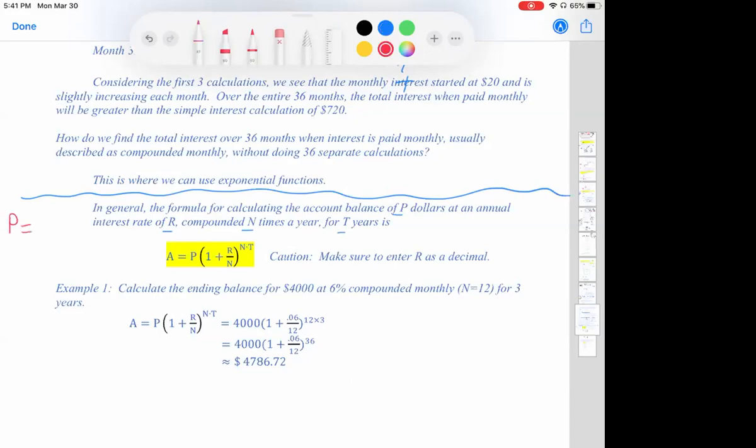P is your initial account balance, your starting balance, also called your principal, that's why it's the P. We have R for your percent. R is your rate, which is your percent. But whenever you work with percent, always change it to decimal form. And lastly, we also have N, which is times per year.